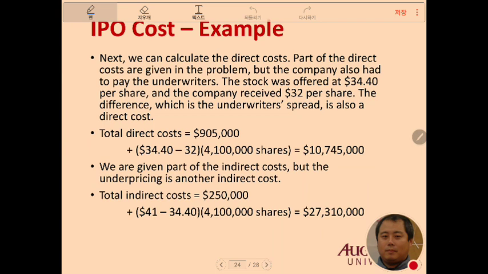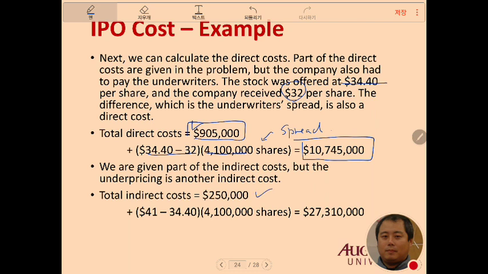Next, we can calculate the direct cost. Total direct cost includes $905,000, which is the direct cost the company has to pay, and then this is a spread. The stock was offered at $34.40 and they received $32, so $2.40 per share will be the spread, the compensation to the syndicate, and that's the direct cost for the firm. So $2.40 times 4.1 million shares, so total direct cost is $10,745,000.